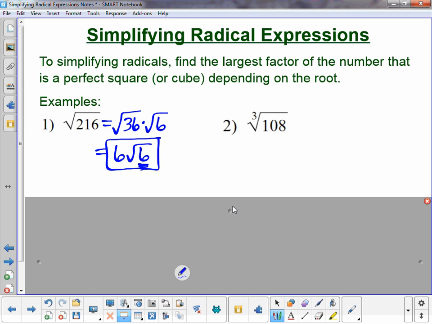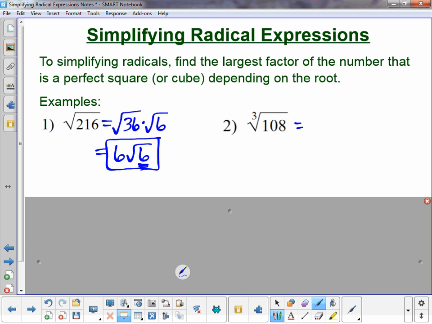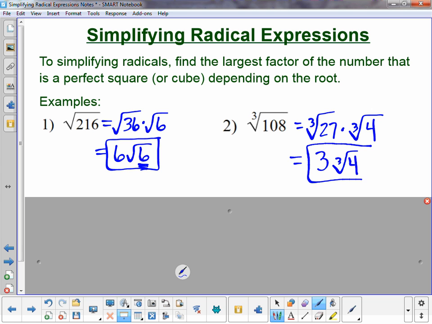So 27 is our perfect cube, so we're going to write that one first. The cube root of 27 times the cube root of 4, since 27 went into 108 4 times. So now we're splitting up the cube root of 108 into 27 multiplied by 4. What's the cube root of 27? 3. So then it will be 3 times the cube root of 4. And that is the simplified answer.